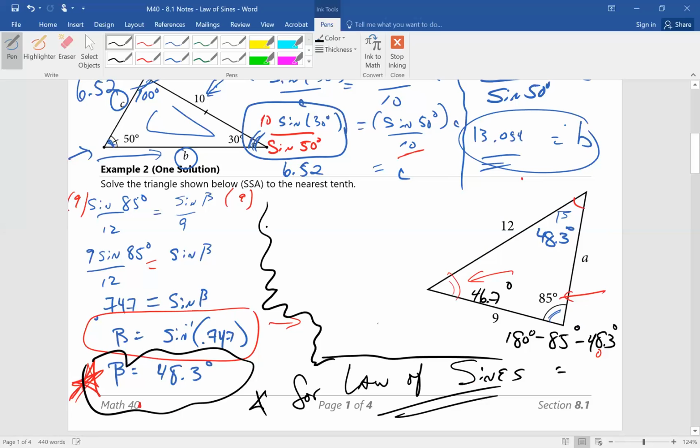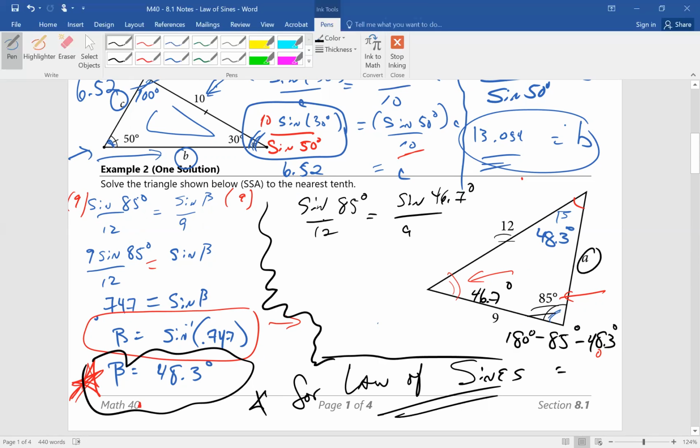So if those are the other two solutions, all you then have to do is figure out that side A. Now to figure out that side A, well, you can do it a zillion different ways and a zillion different formulas. But again, because you already know 85 and 12, I'll leave this to you. Sine of 85 degrees over 12 is going to equal sine of 46.7 degrees over the side you don't know.